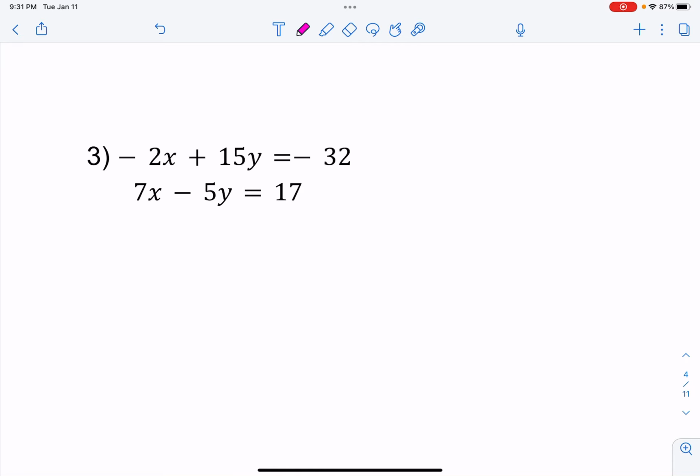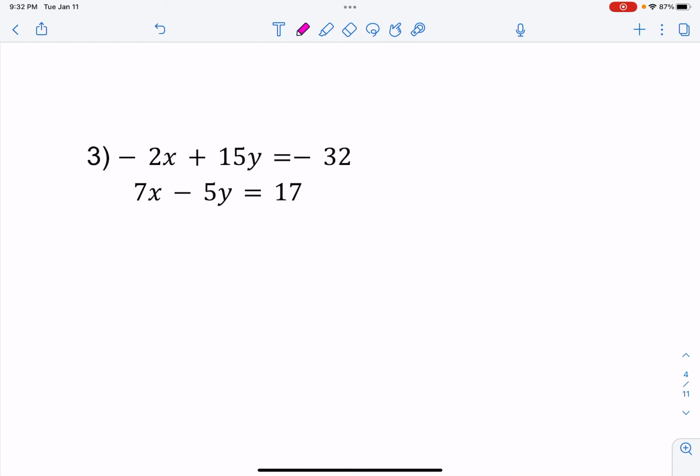Okay, so now look at our y's. So we have a 15 and a negative 5. The greatest common multiple between those two would be 15, right? Well, one of those is already 15. We wouldn't have to do anything to that one. We wouldn't have to change anything. But then the 5, we would have to multiply by 3 in order for it to be 15. So that is exactly what we are going to do.